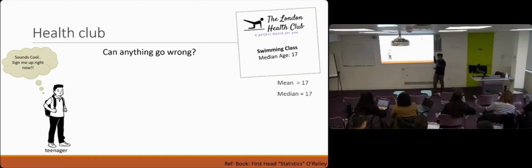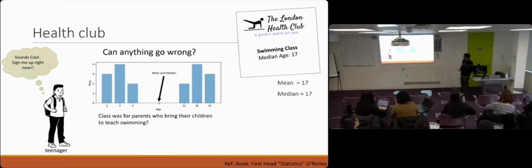A class which has mean and median 17. He's a teenager. He just joined the class. Is there anything that can go wrong? Right now it doesn't look like it, right? It looks like, what can go wrong? Mean and median are both 17. It should be fine. Turns out, yes, it can go wrong.